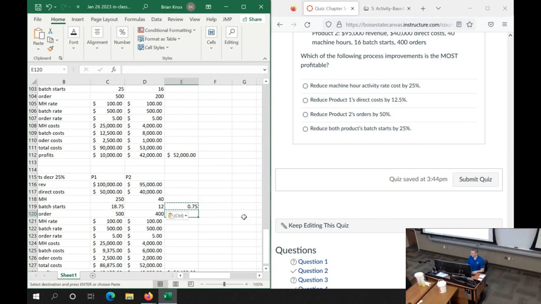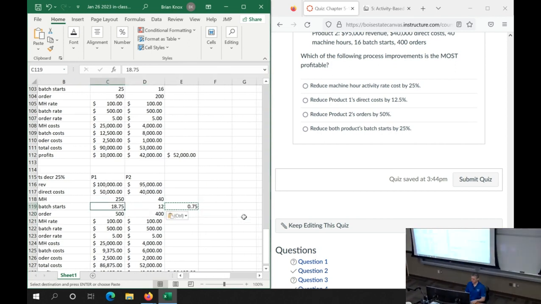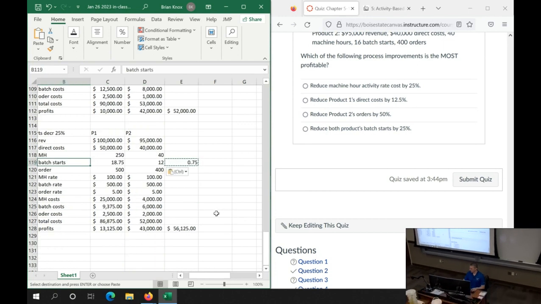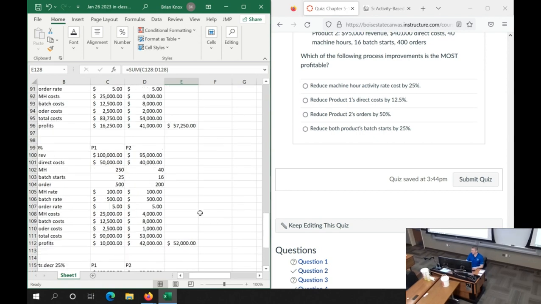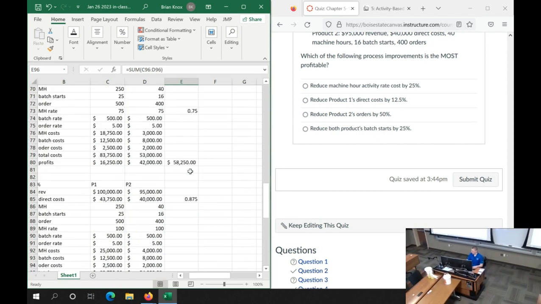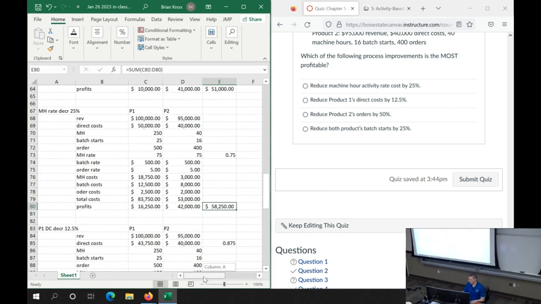All right, so we're going to have 18.75 batch starts for product 1 somehow, and 12 batch starts for product 2. And what does that do? It gives us 56,125, which is a good improvement, but it is not as good as B or A. So A was the best improvement we could have in terms of profit.